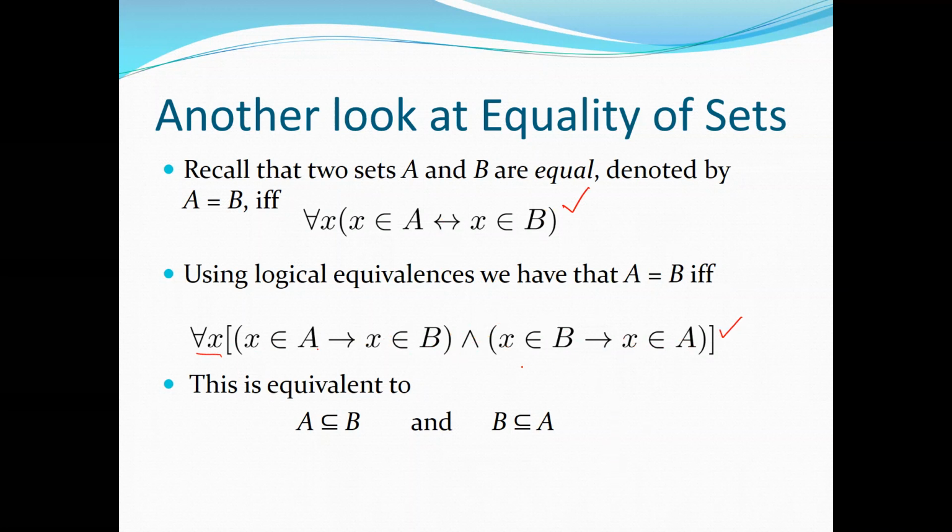This is equivalent to saying A is a subset of B and B is also a subset of A. If you can see, if two sets A and B are equal, they are subsets of each other as well. So A is a subset of B and B is a subset of A if two sets are equal.